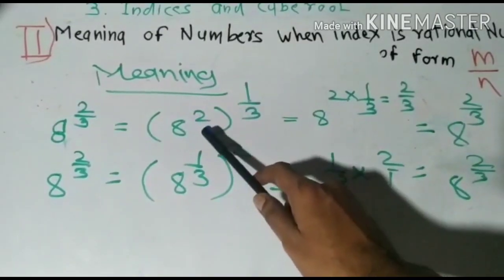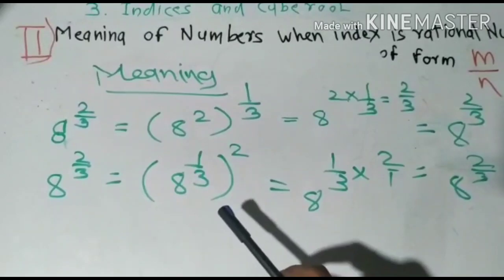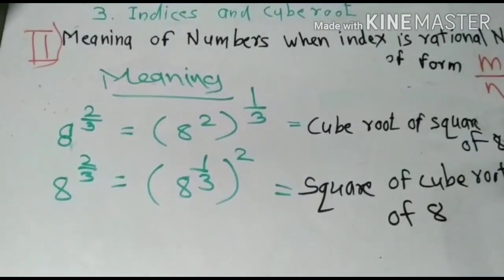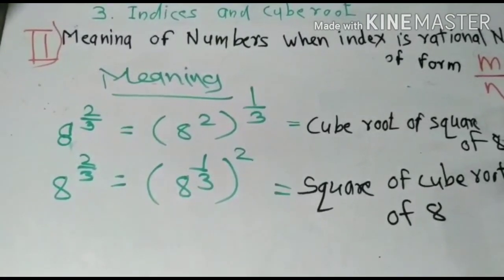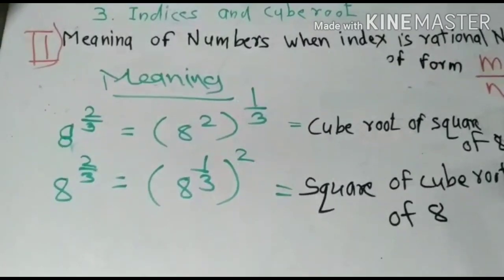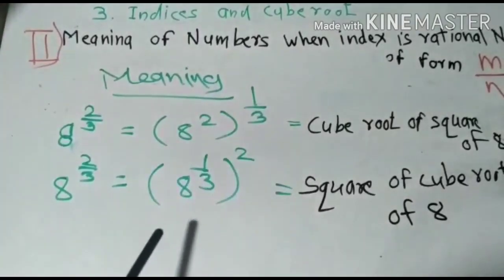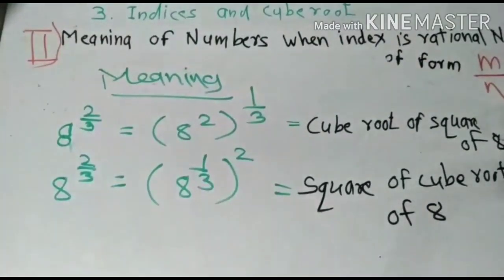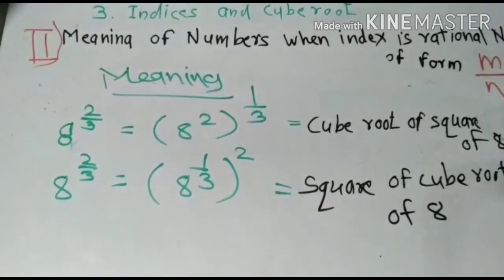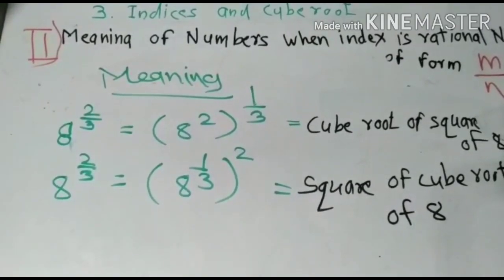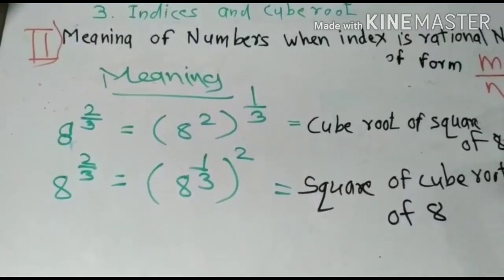Cube root of the square of 8. Square of the cube root of 8. Here I write the actual meaning: the power of the root and the root of the power. First is the power of the root, and this is the root of the power. You have to write the cube root of the square of 8 as the root of the power, and the power of the root is the square of the cube root of 8.